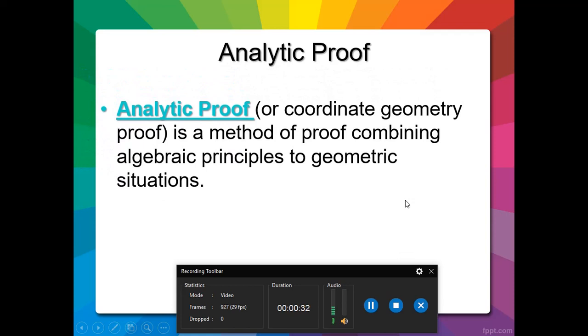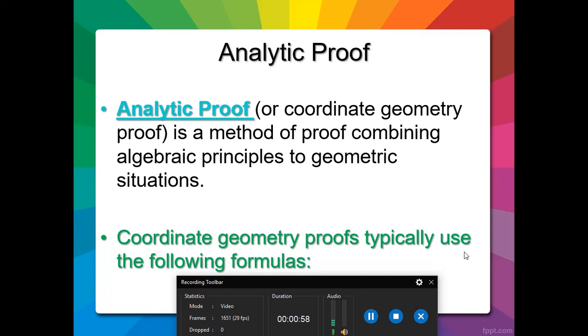Analytic proof is the last type of proof that you're going to do in geometry. Sometimes they call it coordinate geometry proof. And basically what we're going to do is prove that we have triangles, rhombuses, parallel sides, things like that. And we're going to use algebraic principles to prove our situation. So there's a lot more math in this type of proof.